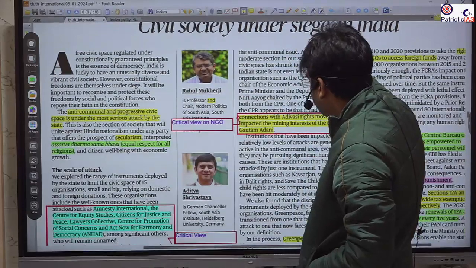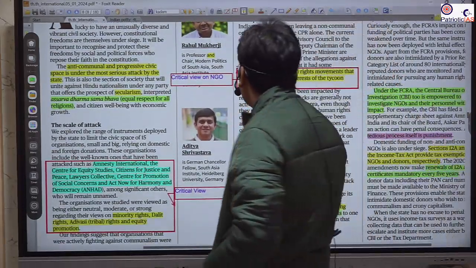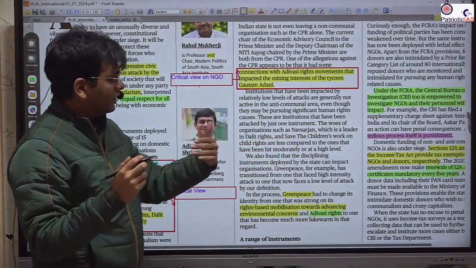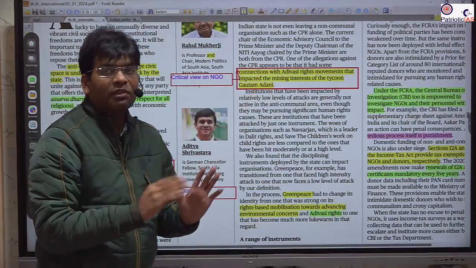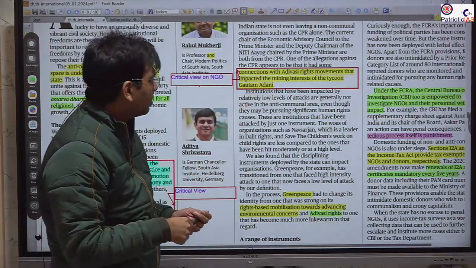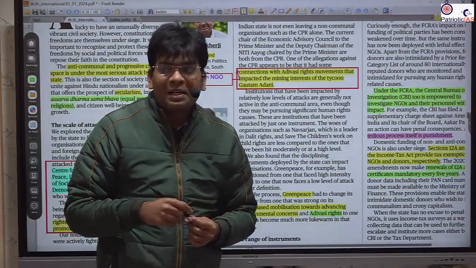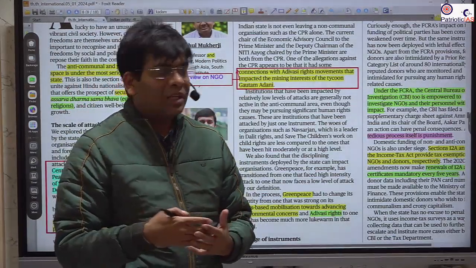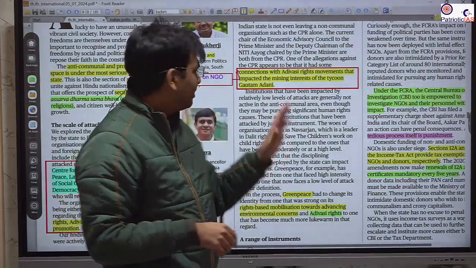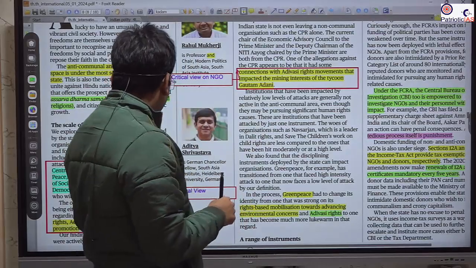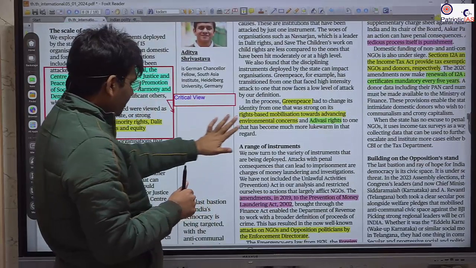Now the other point, the critical view on NGOs. NGOs are criticized, and the state alleges that they interfered in development work, and also that they create misconceptions among the Adivasis, and that's why there are movements and protests in the mining areas. So NGOs are criticized here. You can use the critical view on the state curbing NGOs.